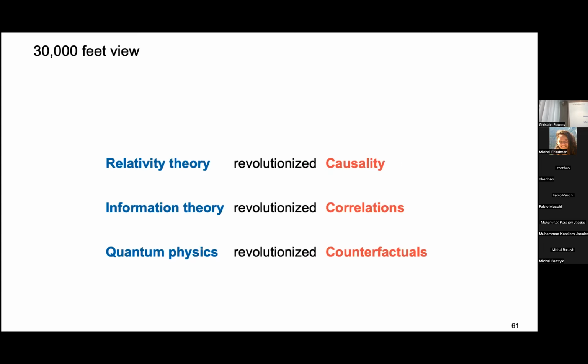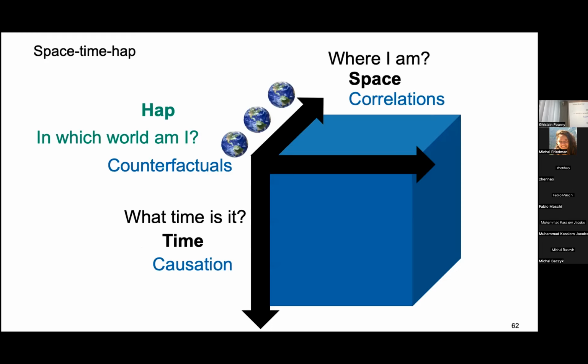So now I'm going to give you a take-home message to leave this talk with, that I'm trying to communicate to data scientists, but it's an uphill battle. Relativity theory revolutionized causality. Information theory revolutionized correlations. Quantum physics revolutionized counterfactuals. Right. This also goes hand in hand with space-time-hap. Right. Time is about causation. Hap is about counterfactuals. It's the parallel worlds. Space is about correlations. Why? Because correlations is something recorded in a book, right? This is why it's space.